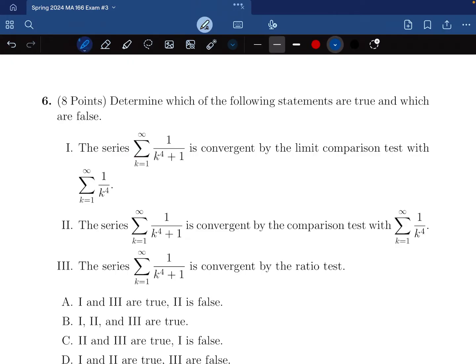Before we do that though, I just want to highlight this series over here. Since we have 2 comparison tests, both comparison tests rely on comparing one series to another series and using this other series to determine information about the original series of interest. So basically, I want to determine whether 1 over k to the power of 4 is convergent or not. And this 1 over k to the power of 4 is convergent by the p-test.